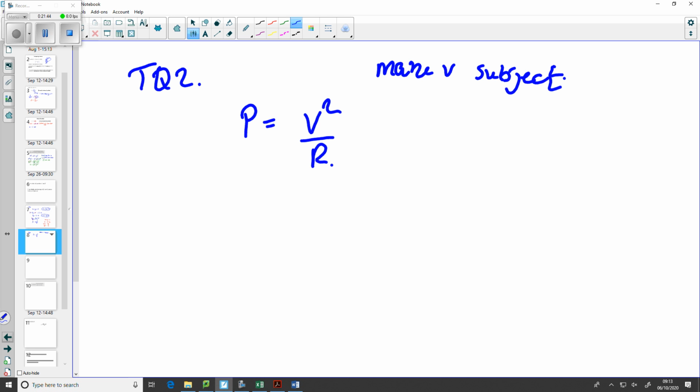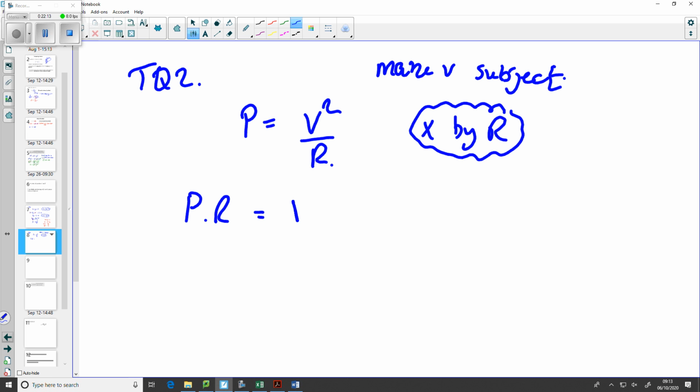So this time we want that term V on its own. So what are we going to do first? Yeah, multiply by R. It's attached to V squared by division. So we multiply, and it'll cancel out. So we put an R up here. So we're going to say P times R is equal to V squared R divided by R, and the two R's cancel out.